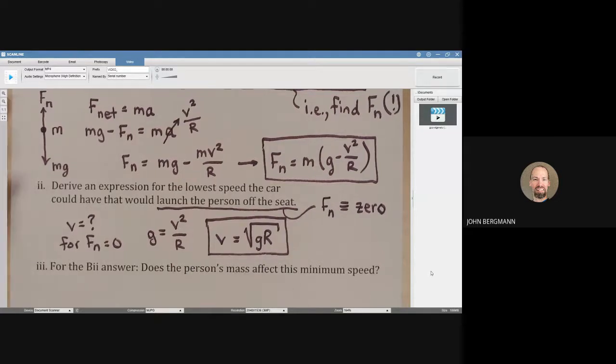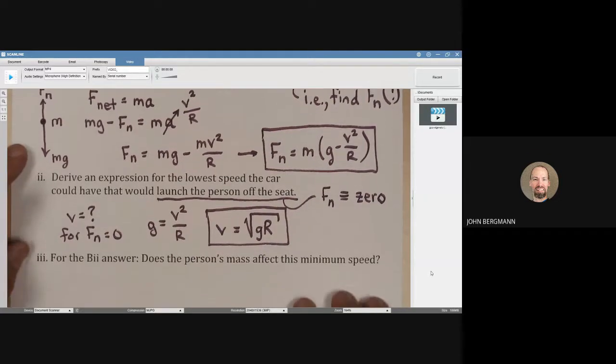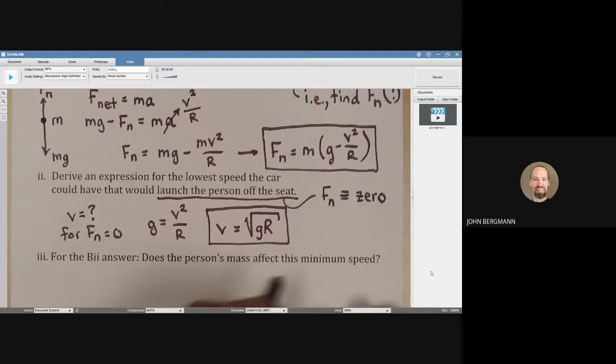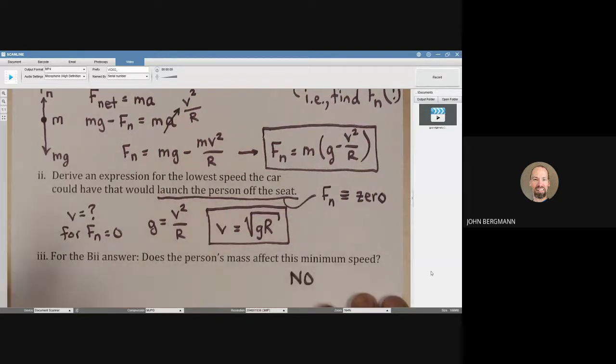Does the person's mass affect this minimum speed? Well, look at the equation. There's no mass in there. No. Massive person, not very massive person, makes no difference. That speed would be the same for that person to start being raised off the seat of that roller coaster car. I hope they're buckled in.